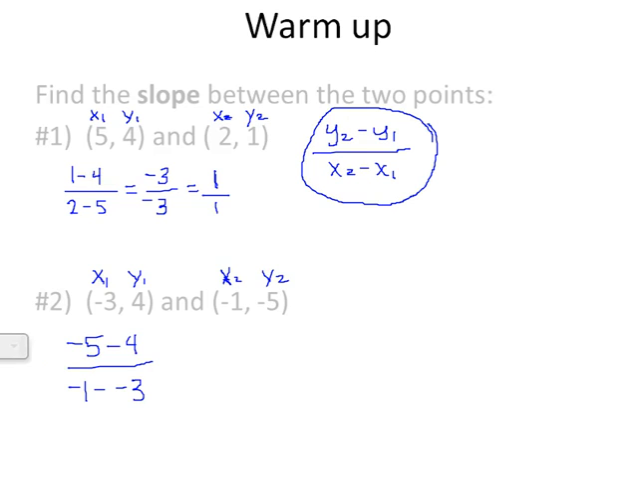Let's go ahead and do the math now. -5 minus 4. So we're at -4 degrees. We drop 4 more degrees. We're at -9. And then whenever we have a double negative, that turns into a positive. So really we've got -1 plus 3, or 3 minus 1, which is 2. So here's our final slope.